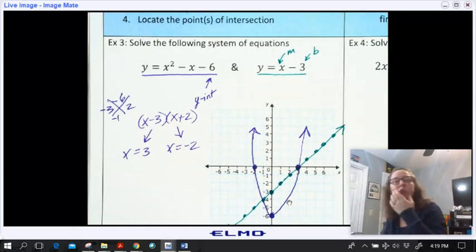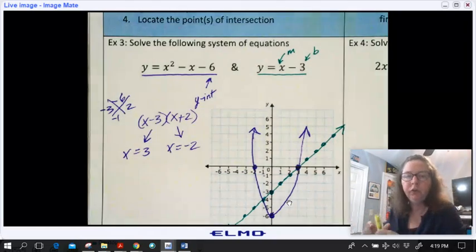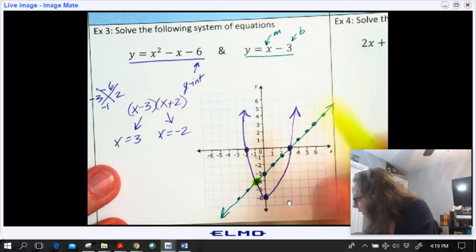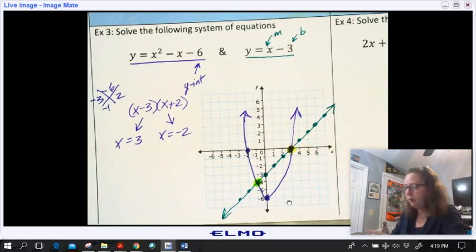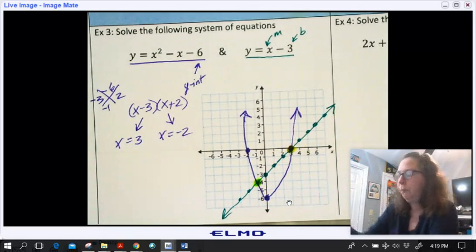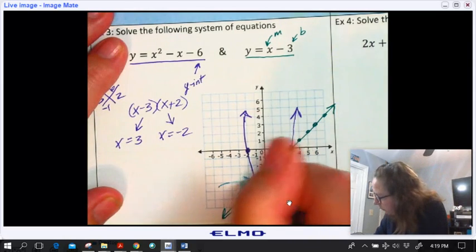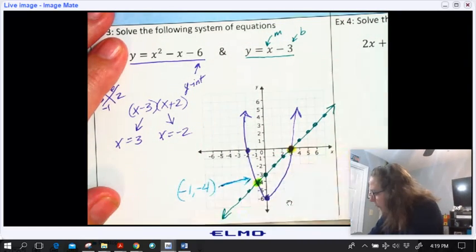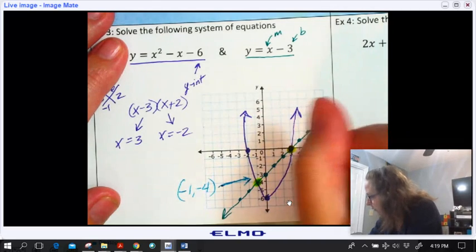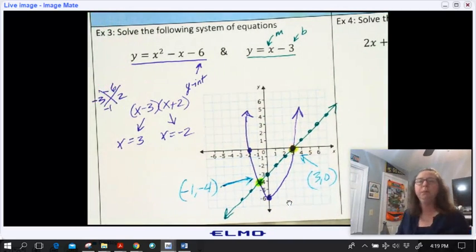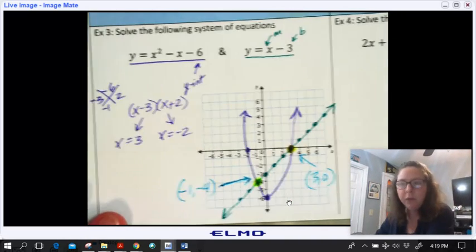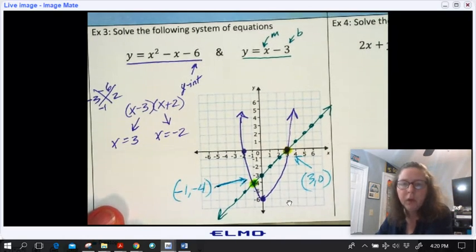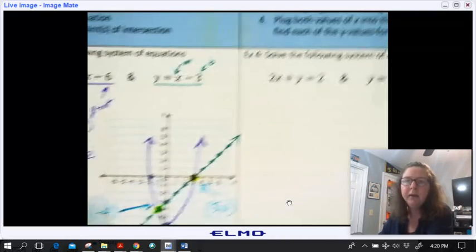Okay, and so we do have two solutions here. Our two solutions are located at (-1, -4) and (3, 0). Okay, so this is (-1, -4), and this is (3, 0). And those are my two solutions. Okay, and that's all there is to it. Okay, graphing using all the different methods that we've already learned for quadratics. Okay, let's take a look at example 4.